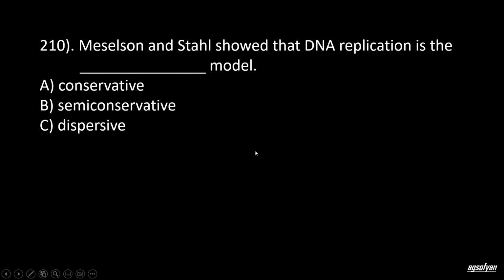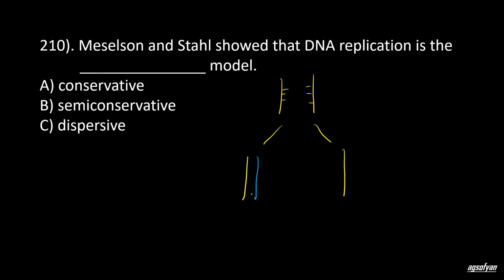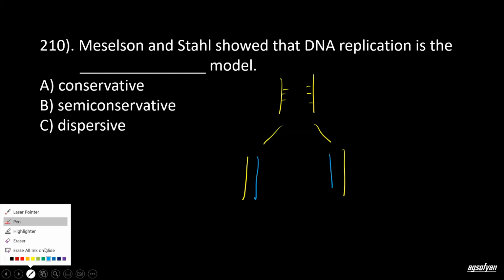Meselson and Stahl saw that DNA replication is the blank model. Conservative, semi-conservative, or dispersive. Okay, so when DNA separates, the old strands will always combine with the new strand, like that. So this is what we call the semi-conservative.